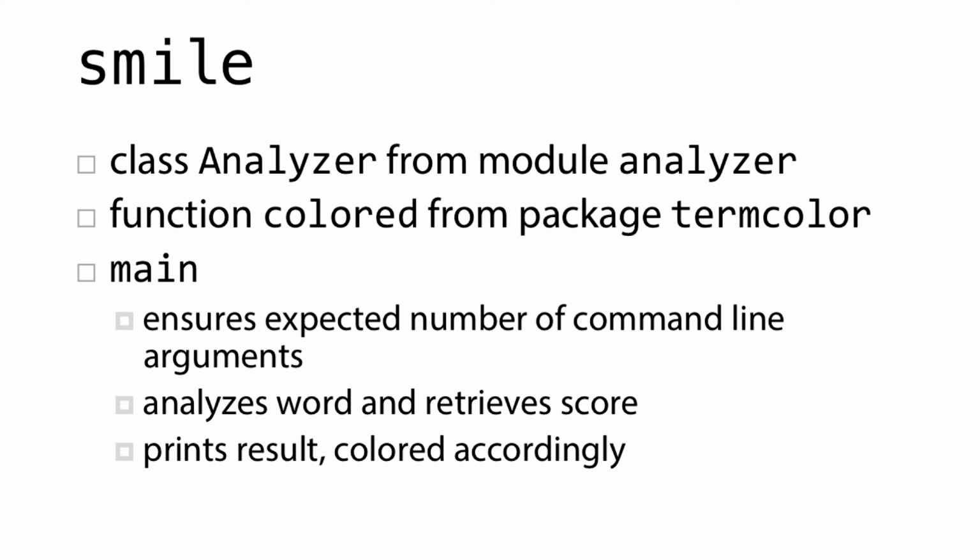Then there's a main function that ensures that the user passes in the expected number of command line arguments. Then it analyzes the word, retrieving the score, and prints the result, colored accordingly. So smile is already finished for us. What we're going to do is go into analyzer.py and fill in the functionality so that smile works correctly.